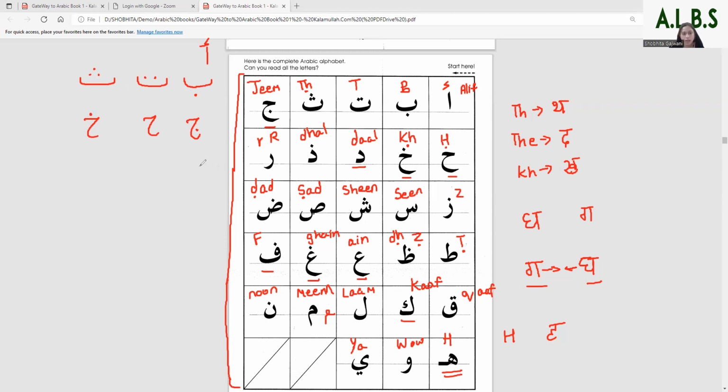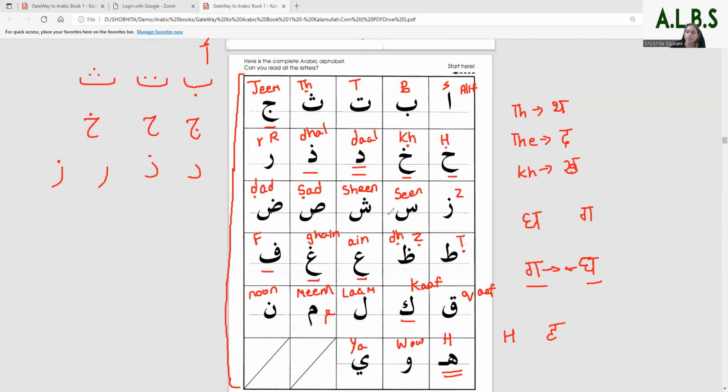Here you can see dal, this structure. These both letters have the same structure, and the difference is in their dots. This one is known as dal, and the next one is known as dhal. After these two, there are two other consonants that have the same structure, ra and za. The difference is in their dots, right? Ra does not have any dot, za has one dot above it.